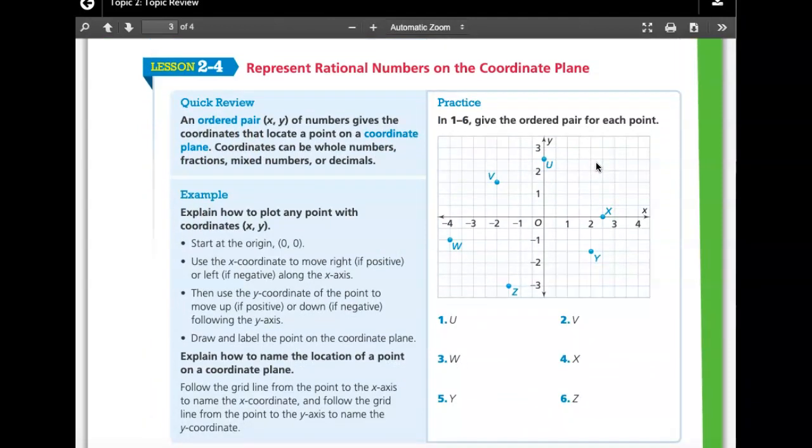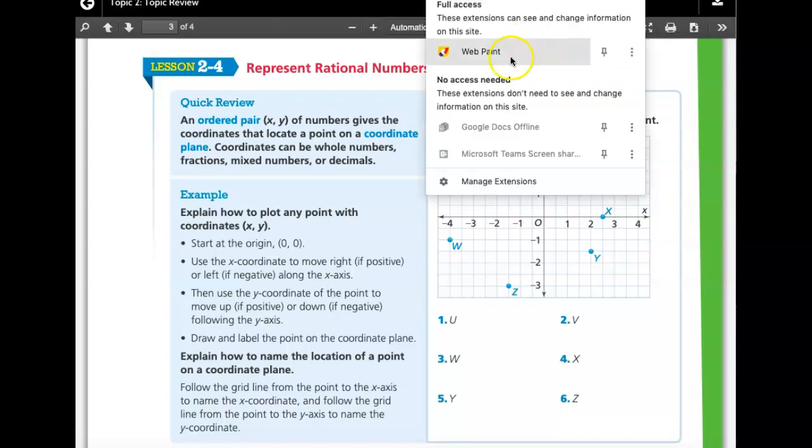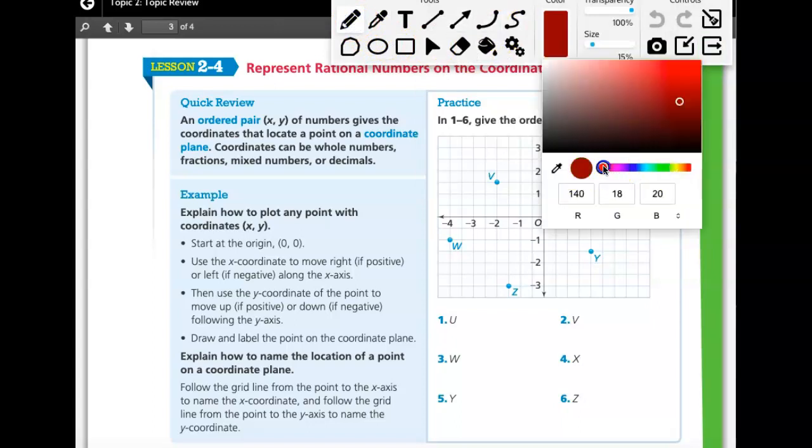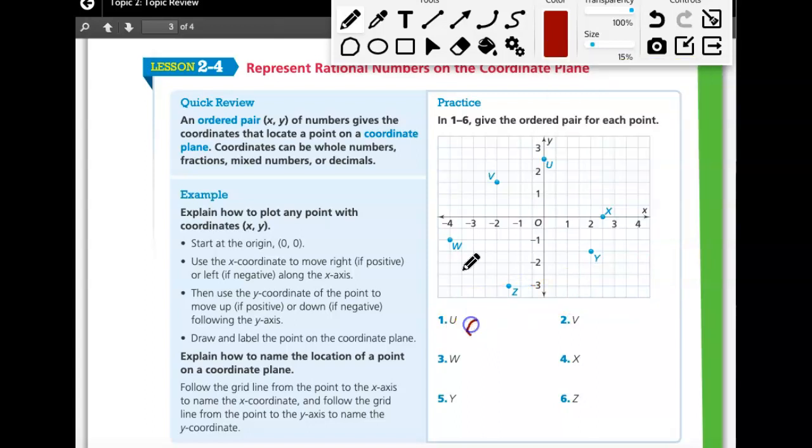Here it says give the ordered pair for each of the points. So let me get my pen again. Here it says find the coordinate of u. Since you guys are already out, I'm just gonna do it myself in this one. So the coordinate of u is here, right? Find the x first. So the x will be 0 and the y will be at 2.5. So that will be 0 and 2.5.